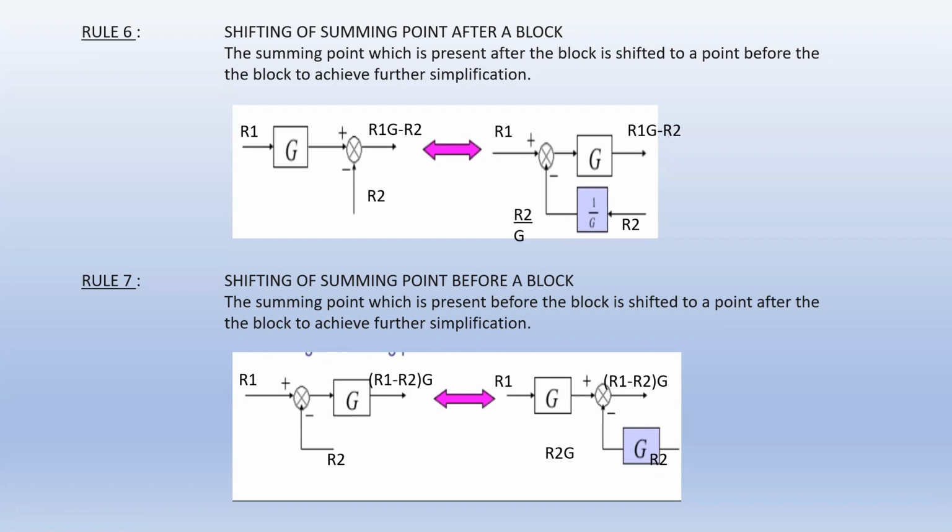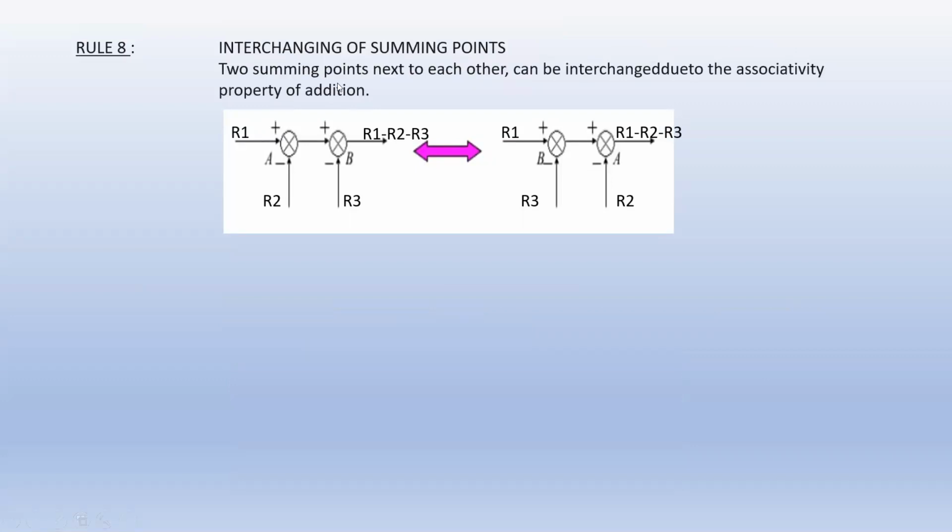Moving on to the next rules, we have rule 8 of interchanging summing points. This is basically the associativity property we have already seen in mathematics, which is nothing but, if we take three variables a plus b plus c, and first add a plus b and then add c to this, it will be the same as a plus c plus b. The same associativity property we have applied here for interchanging of summing points.